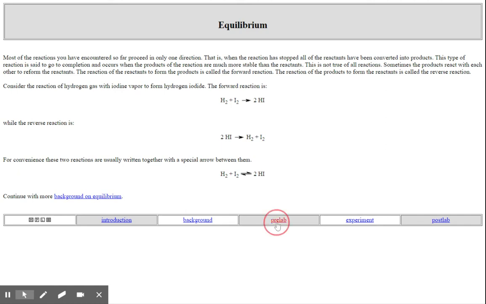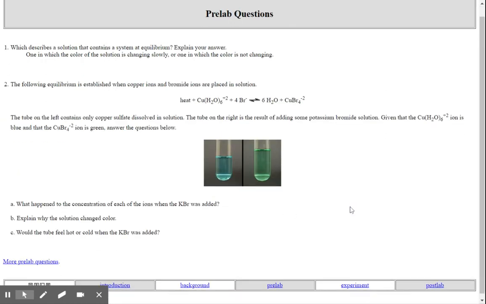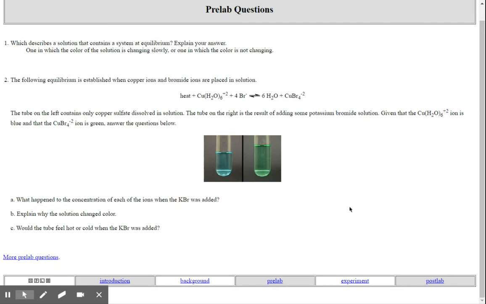Onto the pre-lab. So here, these questions, just 1 and 2, are what you're going to be recording on a piece of paper for yourself. I don't need to see these answers. I have the answers provided for you already on the next slide, so you can check your work so that you know what you're doing before you go into the actual experiment.